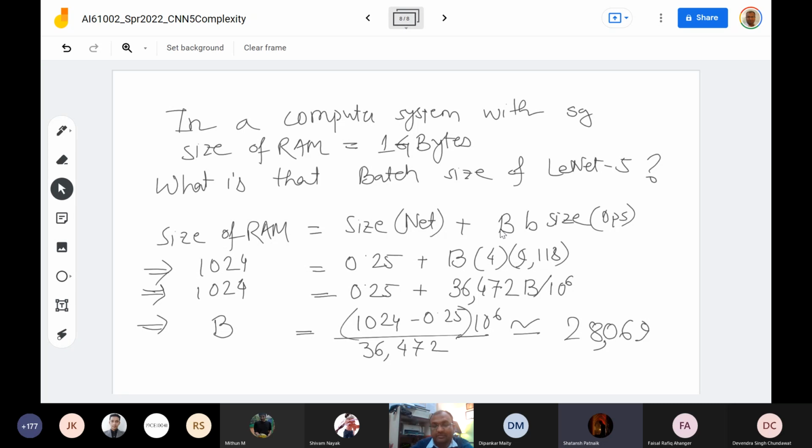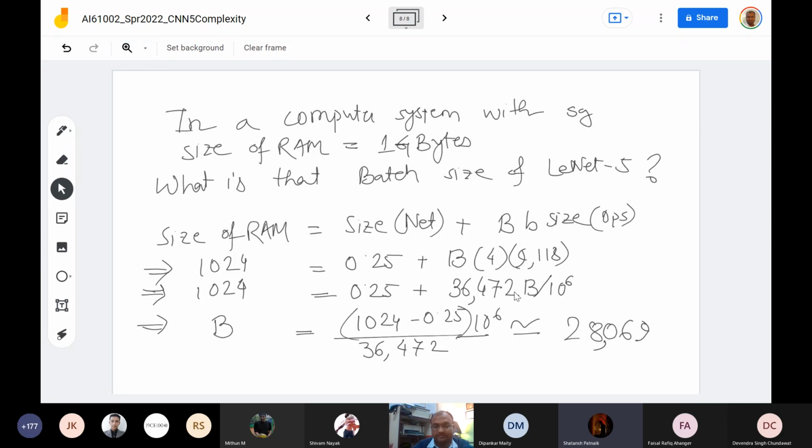So this B into size of OPS should also be in megabytes. So this 36472 is basically the number of bytes it would take. So, bytes to megabytes. I just did an approximation over there. I was not dividing it by 1024. I just started dividing by 1000.